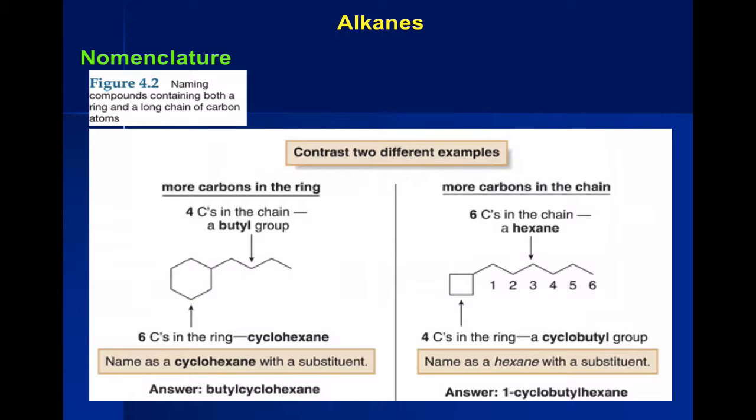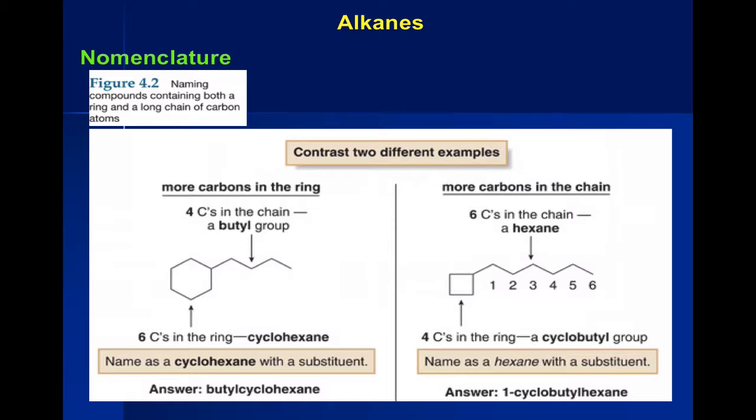So if we look at this particular case, we notice that we have 6 carbons in the ring, but our alkyl group only has 1, 2, 3, 4 carbons. Okay, so we're going to name this as an alkyl substituted cyclohexane. So here we have butylcyclohexane. Why no numbers? Only one substituent, right. So cyclohexane is the parent, butyl is the substituent, and we have butylcyclohexane.